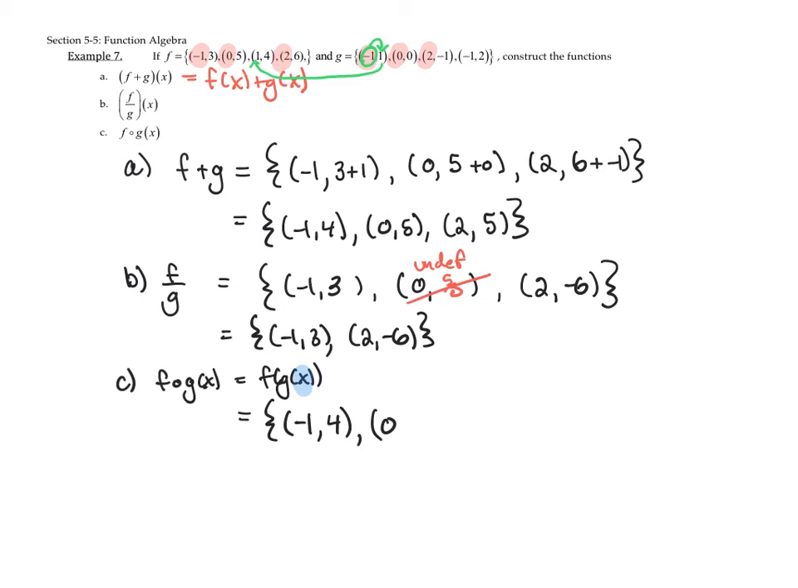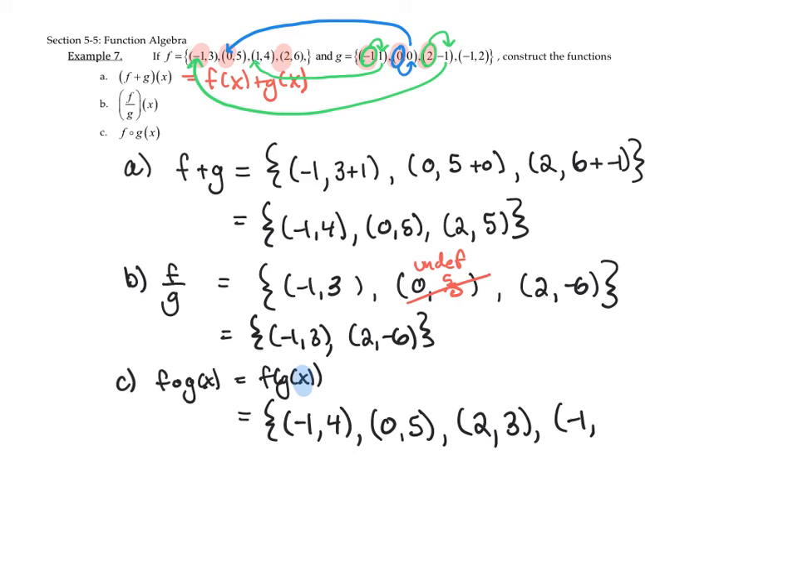Now we're going to move on to 0. So 0 on g as an input gives an output of 0. Then I go over to f, I find an input of 0, and I write down my output, which is 5. Moving on to 2. So input of 2 on g, output of -1, go over and find -1 as an input, and my output is 3. And then my final one, -1, so input of -1 gives an output of 2, go find an input of 2, and that is an output of 6.